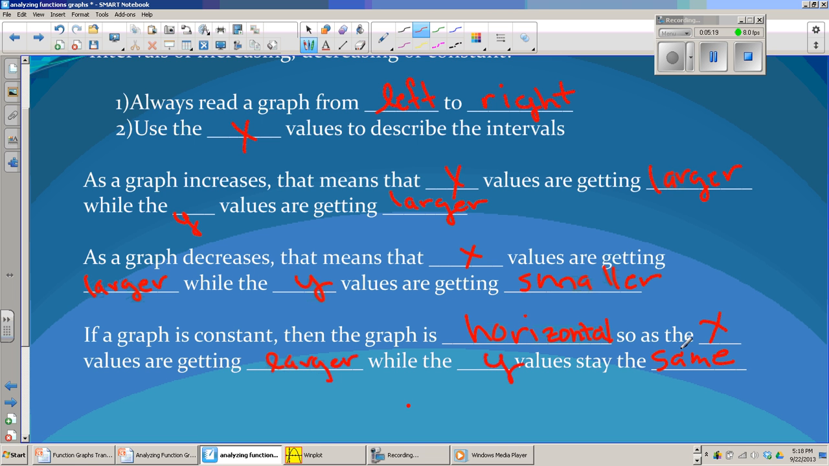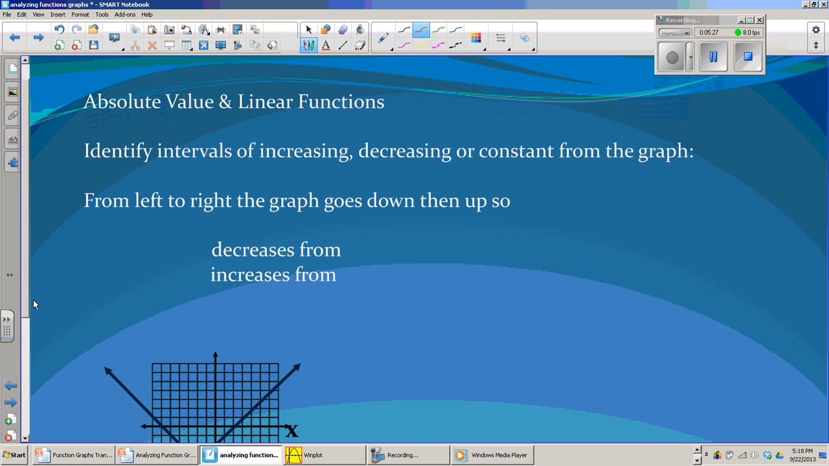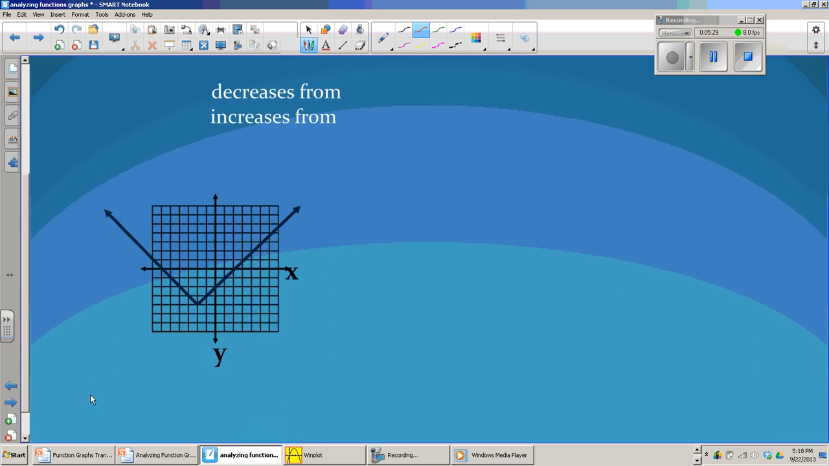Now, let's look at some graphs to talk about increasing and decreasing. So again, we're looking at this absolute value graph. We're going to read it from left to right. So as we follow this graph, we see that it's going down first, and then it switches and starts going up. So we're saying from left to right, since this graph is going down in this region, let's look at what x value it goes to.